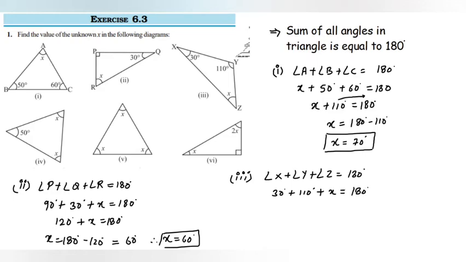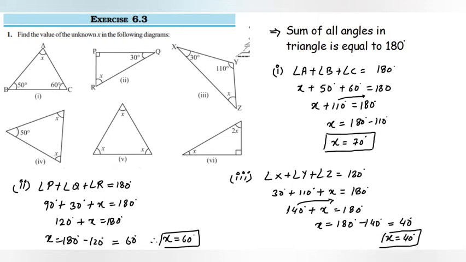Now 110 plus 30 is 140. So 140 degree plus x is equal to 180 degree. Now we'll transpose 140 to the other side. So x value will become 180 minus 140 degree, which is equal to 40 degree. So here the x value is equal to 40 degree. So we got even the third one. Now we'll go to the fourth question.